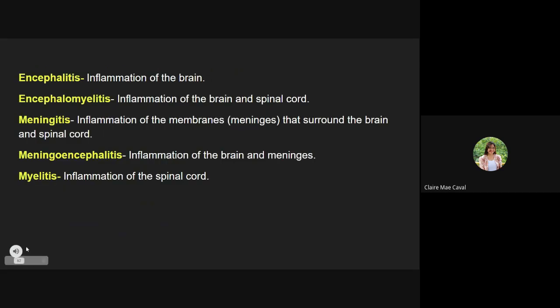So these are the different terms related to central nervous system infectious diseases. First, we have encephalitis, which is an inflammation of the brain, and encephalomyelitis, an inflammation of the brain and the spinal cord. Then you have meningitis, inflammation of the meninges that surround the brain and the spinal cord. Meningoencephalitis is the inflammation of the brain and the meninges. And lastly, myelitis, inflammation of the spinal cord.